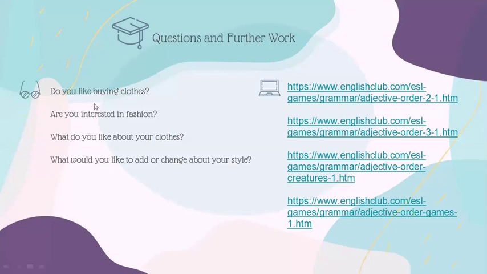I have put some questions here on the left side of the screen that you can answer in your notebooks or individually or in your head or with each other. These are just some practice questions, especially the last 2 questions. What do you like about your clothes? And what would you like to add or change about your style? These 2 questions are the most important. You can answer them in your notebooks in just a couple of sentences, but you can practice some of the new words that you have learned here, and you can try to put them together in a sort of order that makes sense in your sentences.